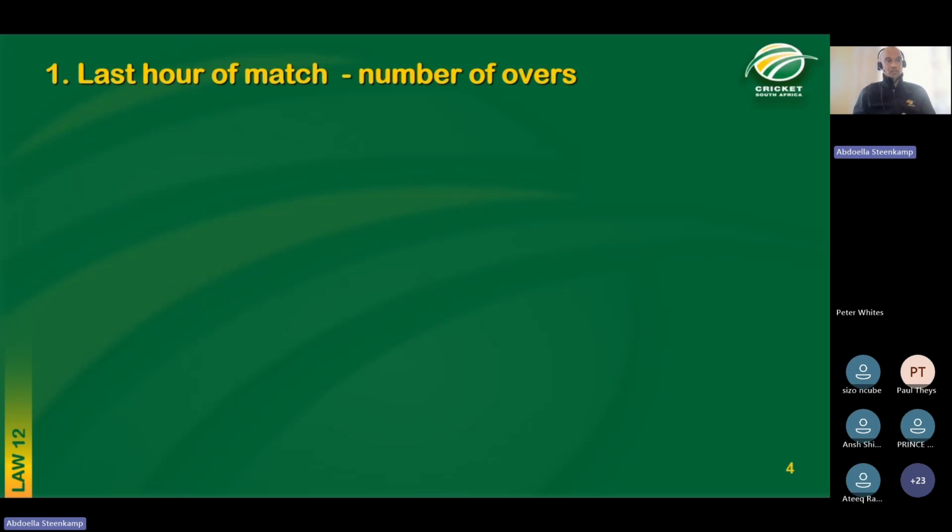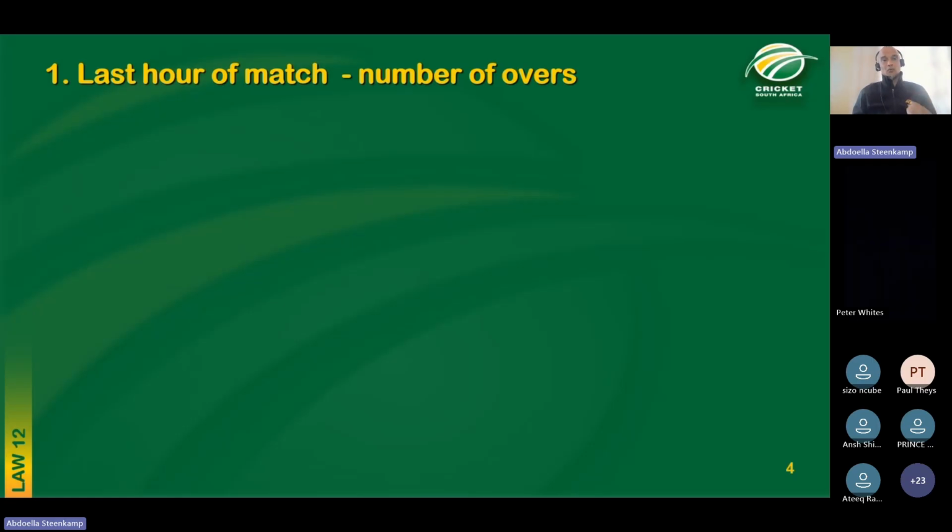If it's a 4-day provincial match like we play in South Africa, the last hour of the match you will find on day number 4. And let's say close of play is 5 o'clock as well. So last hour in this 4-day match will be from 1600 hours till 1700 hours.